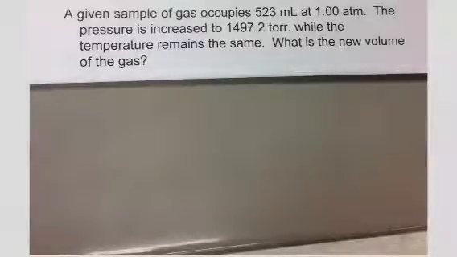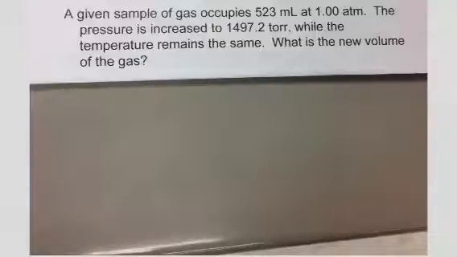This is an example of Boyle's law. That is, the pressure and the volume are inversely proportional for a gas as long as the temperature and the amount of gas stay constant. So it may tell you in the problem that the temperature remains the same. That's just letting you know that you don't have to worry about temperature in your equation.